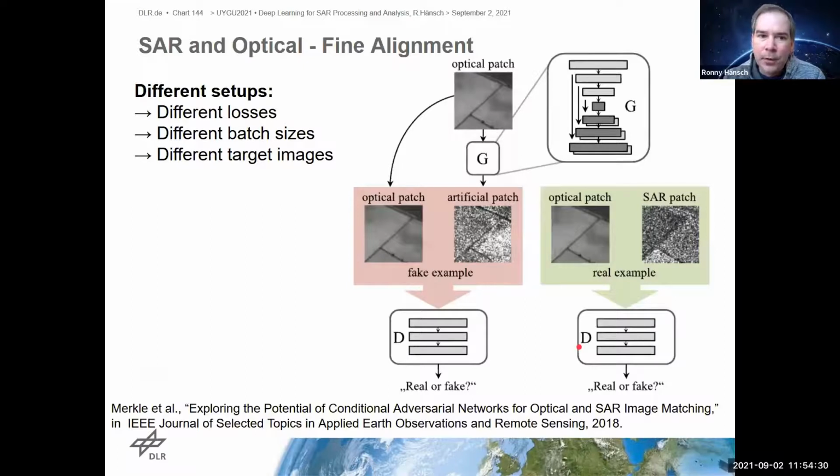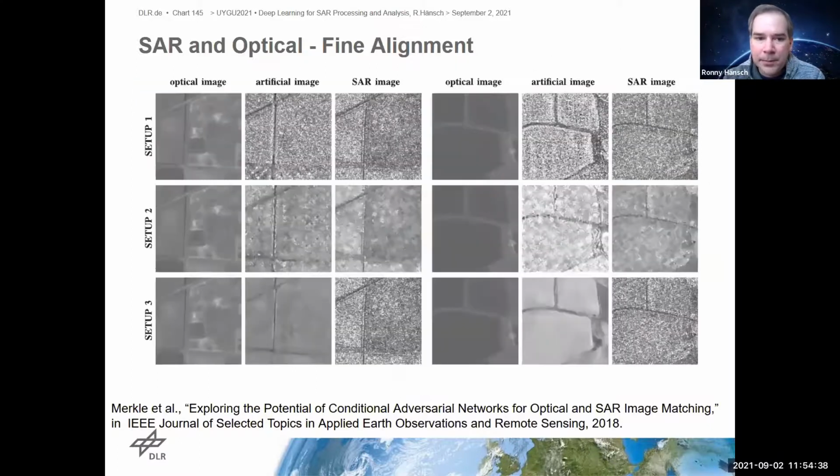They experimented with different losses, different batch sizes, different target images, for example, doing despeckling or not, and estimated what works best. So here you see three of those setups. This would be the optical image. This would be the real SAR image. This version here is despeckled, so this is why it looks a little bit different. And this is the artificial SAR image that is produced.